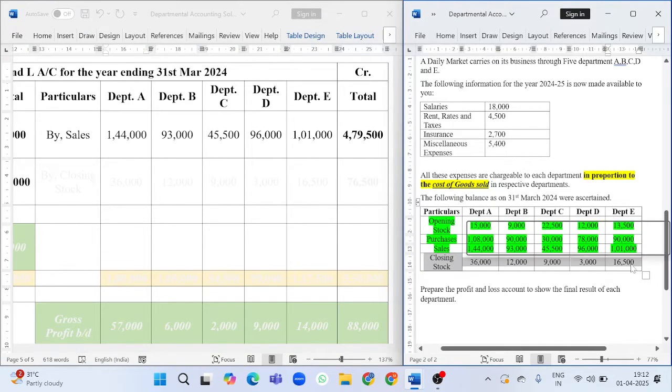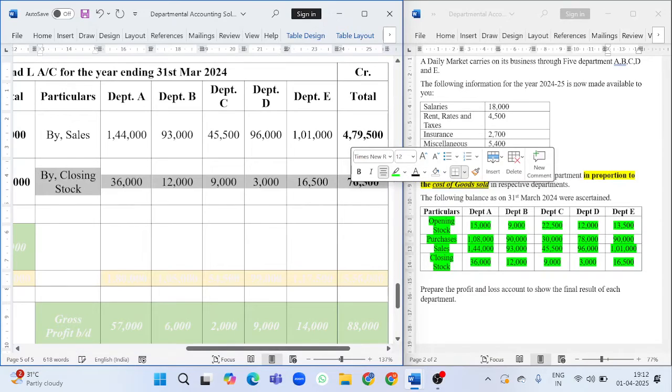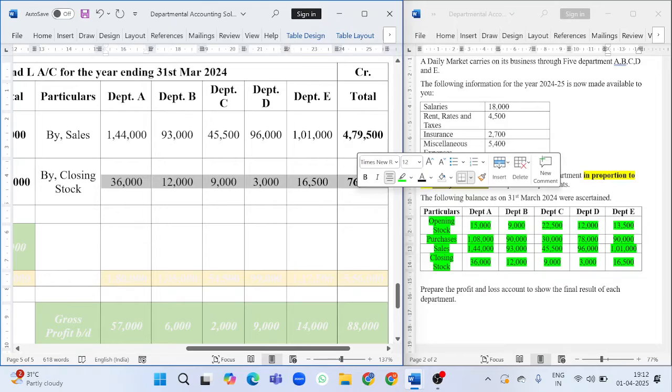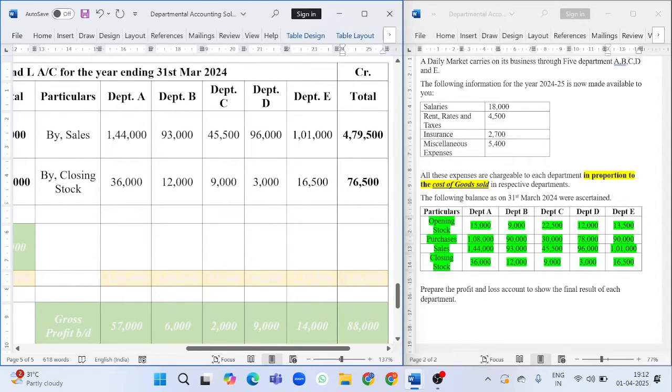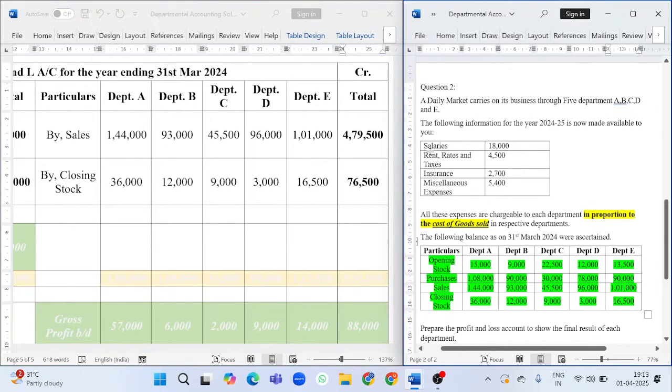Next they have given closing stock. Again, closing stock also will be shown on the credit side. So based on the question, I'll put the values here. Department A 36,000, department B 12,000, department C 9,000, department D 3,000, department E 16,500 and the total will be 76,500. Now next let us look into the expenses. So salary is there, rent is there, insurance and miscellaneous expenses. All these are indirect expenses which will be shown in the P&L account.